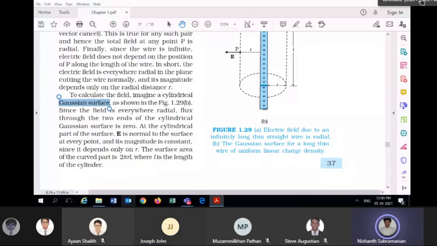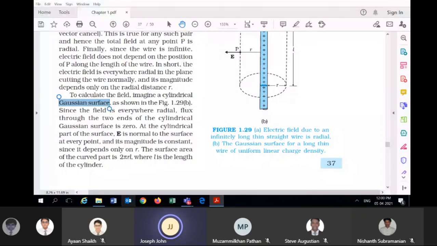So can you repeat? Sure. What is the first sentence? Oh, what did I say? Choose a Gaussian surface. Yeah, write down. Choose a Gaussian surface to be a cylinder of radius r and length L. Finish. So that the point P lies on its curved surface.